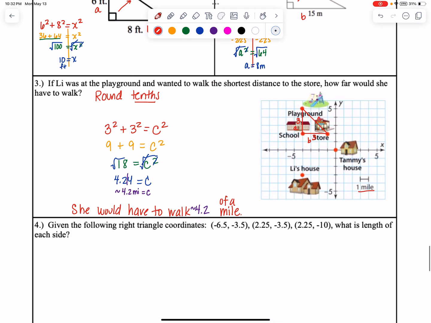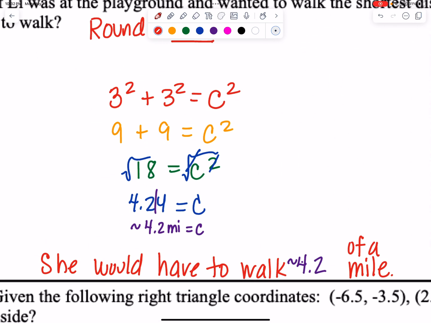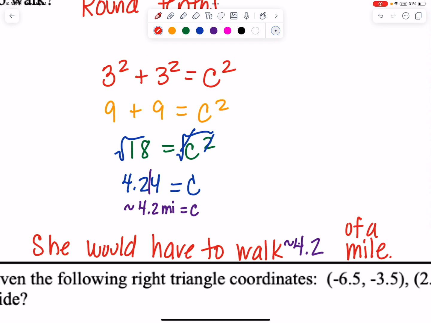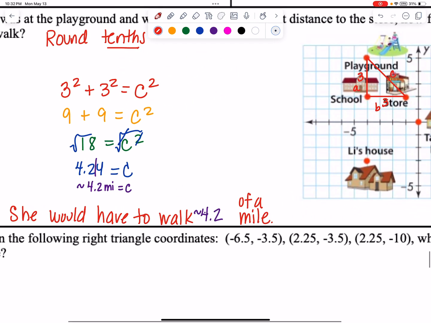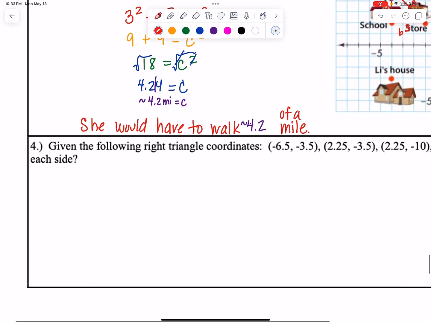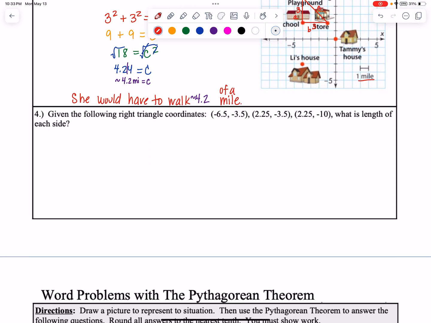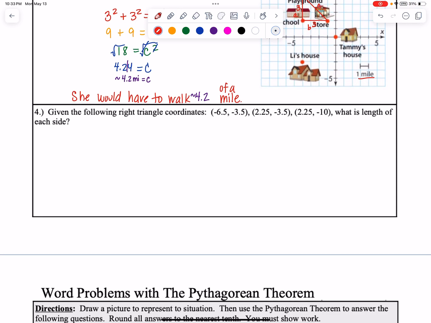Last time we finished up number 3, where you had to figure out the distance from the playground to the store. So you can check your work here. We solved that the distance is about 4 2/10 miles. So she would have to walk 4.2 tenths of a mile. We're going to move on to number 4 now, and you can see these ordered pairs.